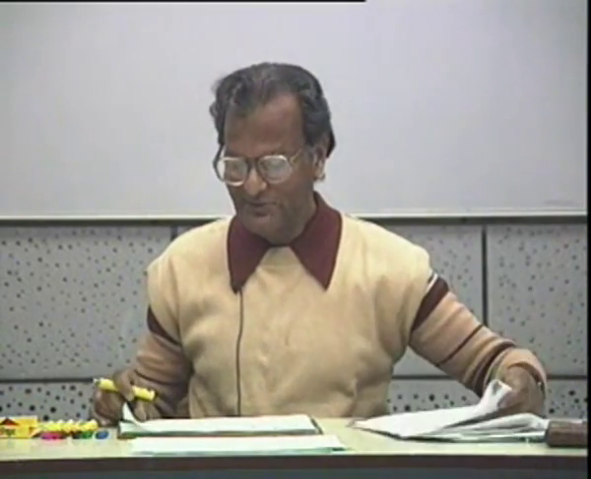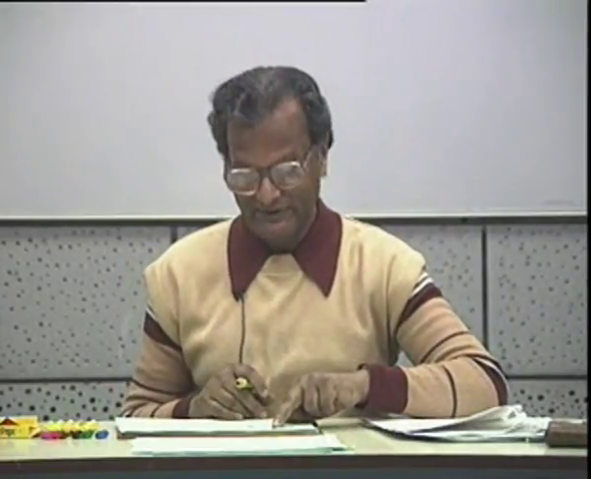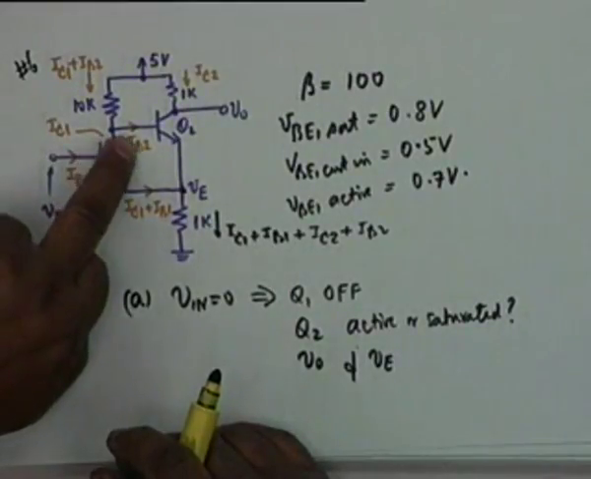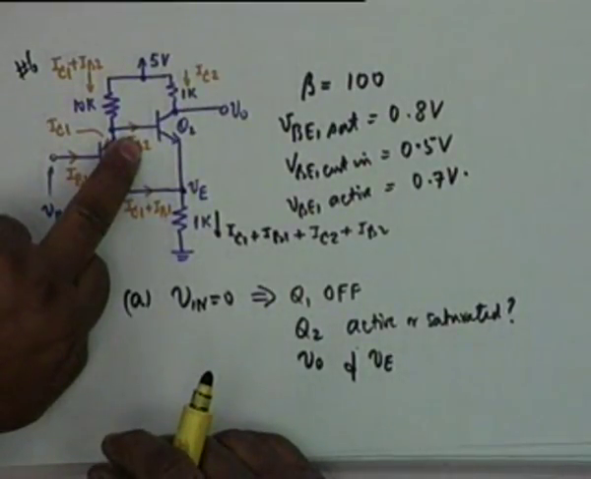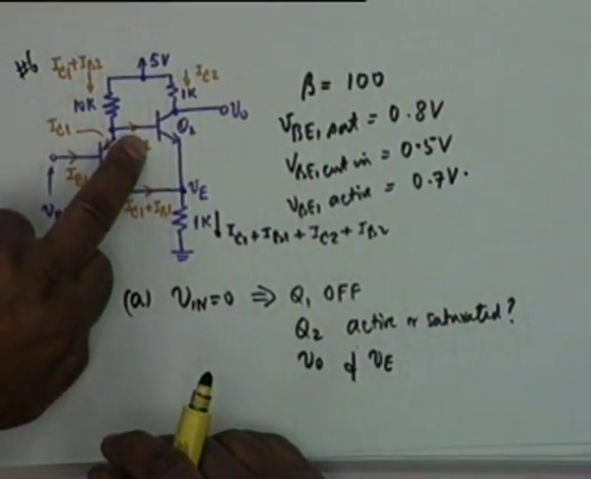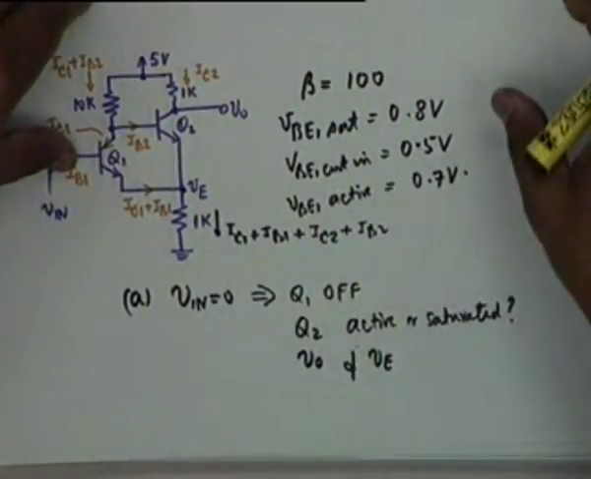Now, whether it is active or saturated, we have to make an assumption. And as you will see, there is a guideline for making this assumption. You don't proceed blindly. If Q1 is off, no current flows through IC1, so obviously IB2 will be large. All the current that comes from here is going to go this way, and therefore there is a possibility that Q2 may be saturated. So we assume that Q2 is saturated.